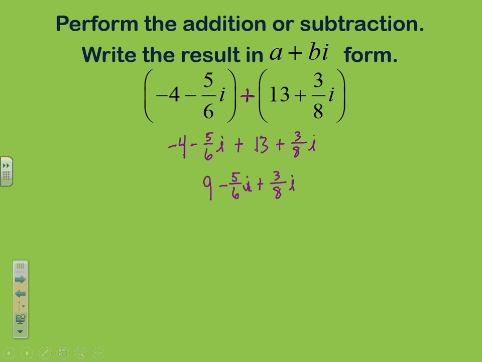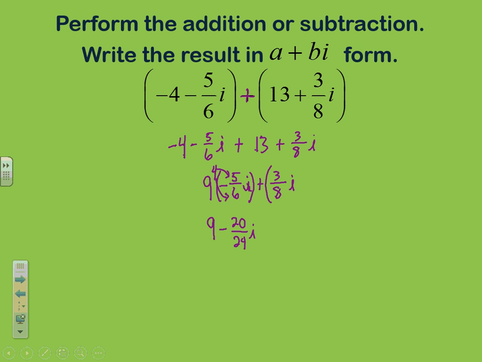So between the 6 and the 8, the lowest common denominator between those is going to be, I'm sorry, I said 4, I meant to say 24. I'm going to take this 5 over 6 term and I'm going to multiply a 4 to the top and the bottom. And so that would give me 9 here. And if I multiply that, that's going to give me a negative 20 over 24i.